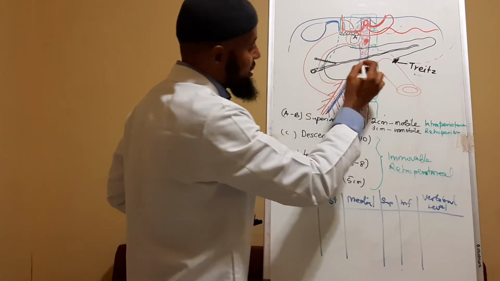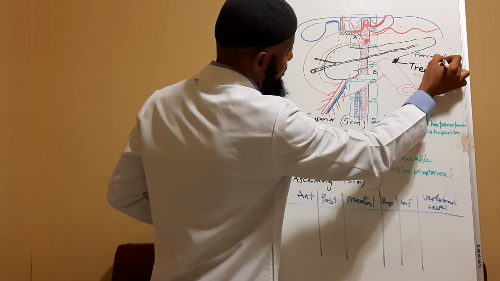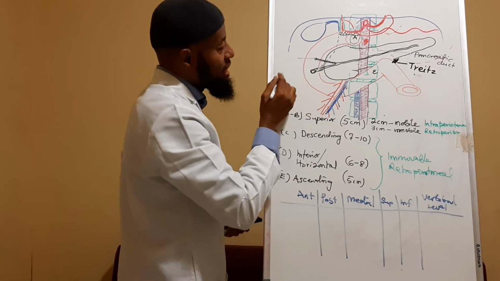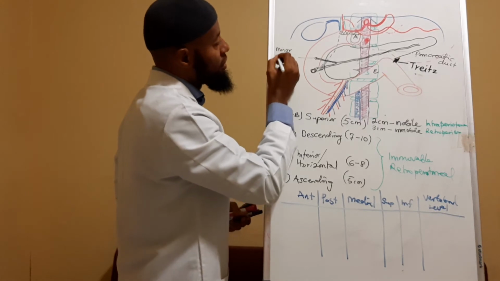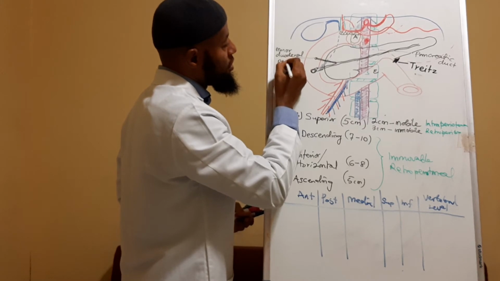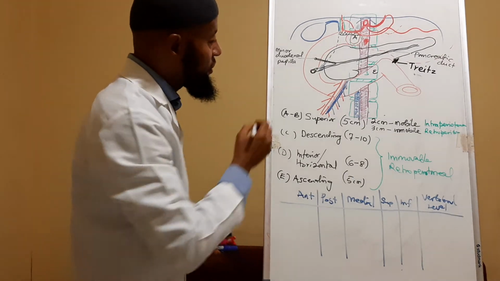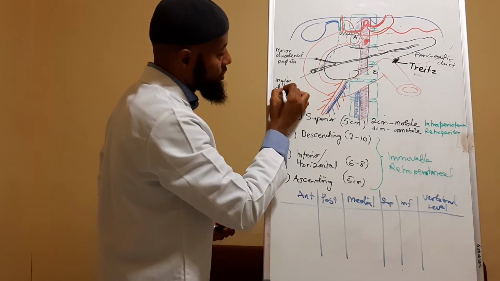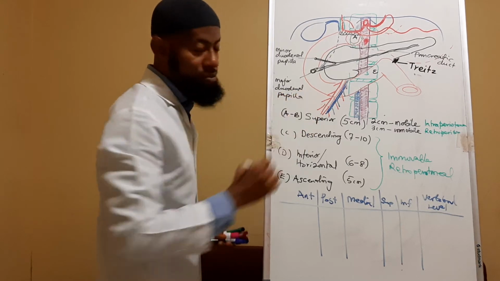Now let's see this. This is your pancreatic duct. That's the pancreatic duct. Okay. Now this is the minor duodenal papilla. That's the minor duodenal papilla. This is your major duodenal papilla. Okay.